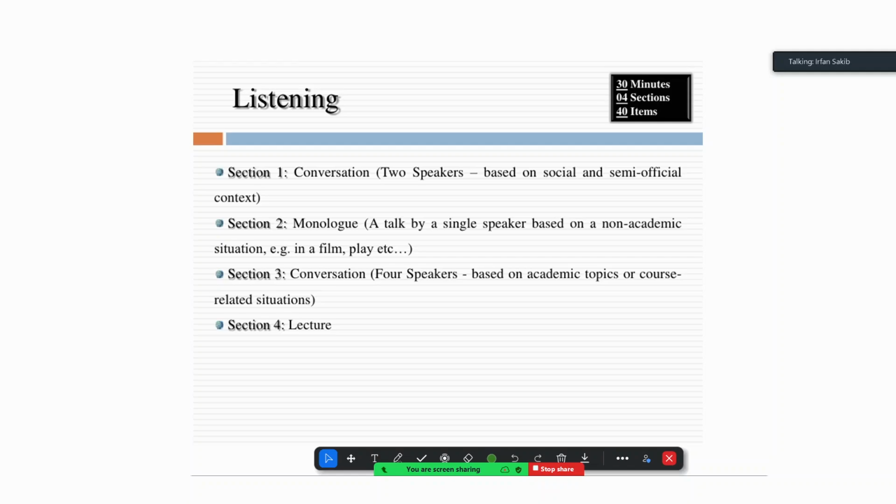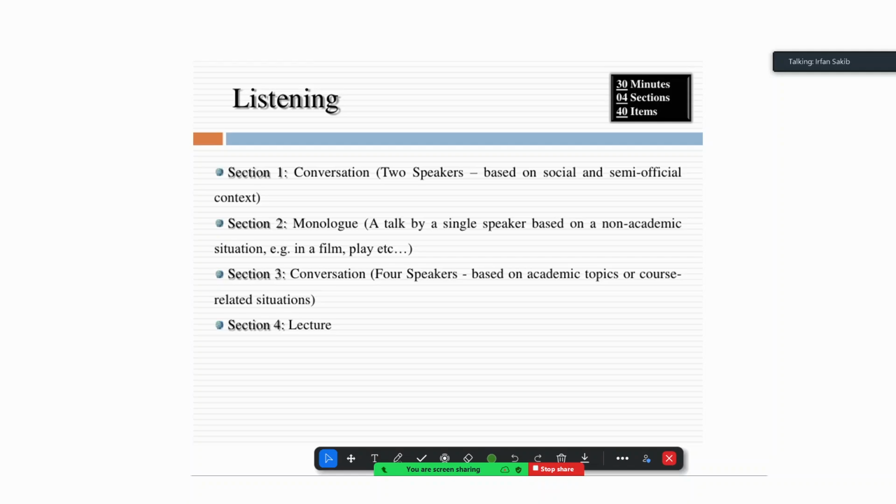Now let us see what kind of audios we will get in each section. Each section will have 10 questions. Section 1 is the easiest. There you will have a conversation between two speakers, like a telephone call. A very informal conversation, a table or something like that will be given and you have to fill in the blanks. So section 1 is the easiest, and here you should score the full score, 10 out of 10.